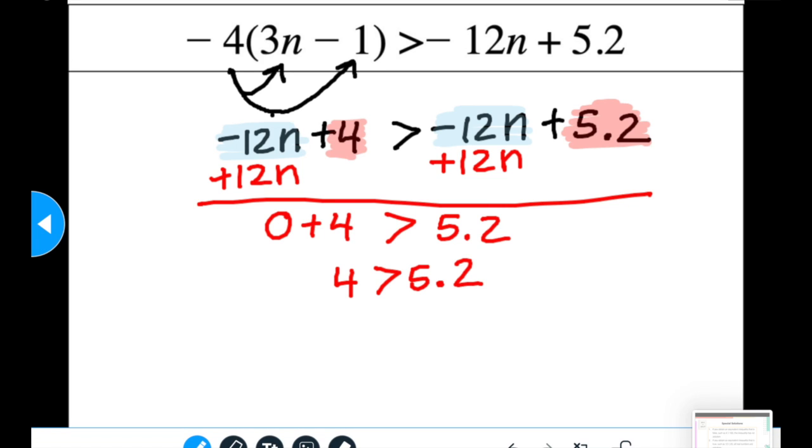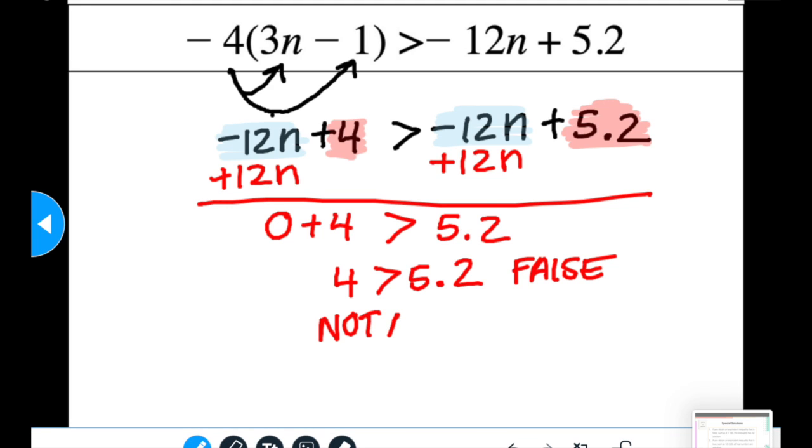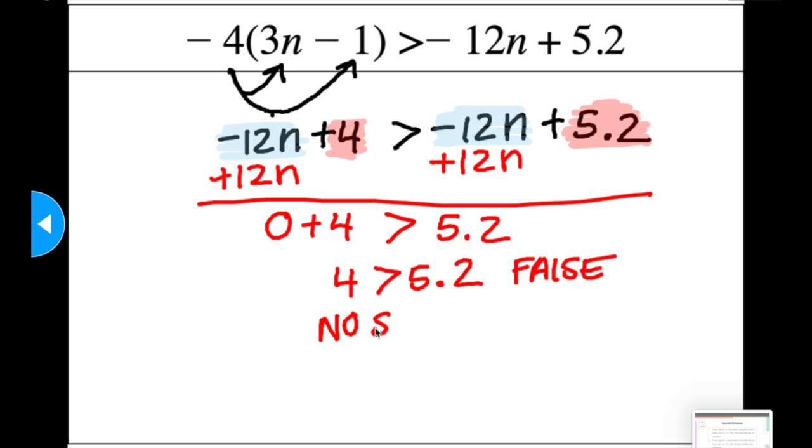This is not a true statement because 5.2 is bigger than 4. So we say that this is false. And because it is false, we say that this answer has no solution.